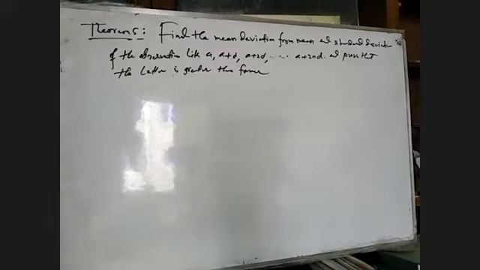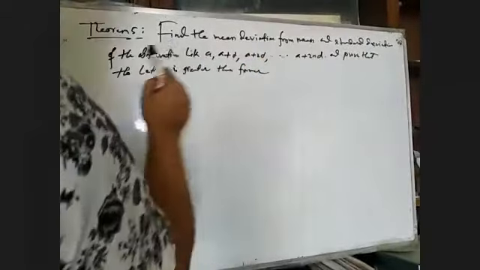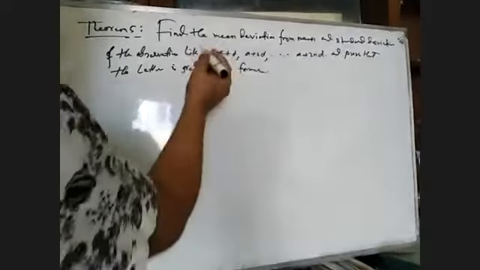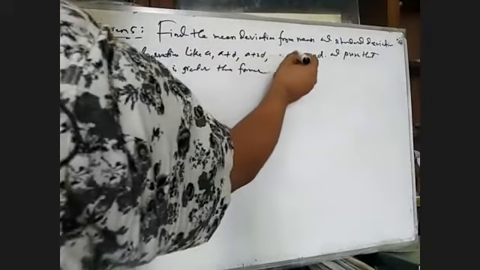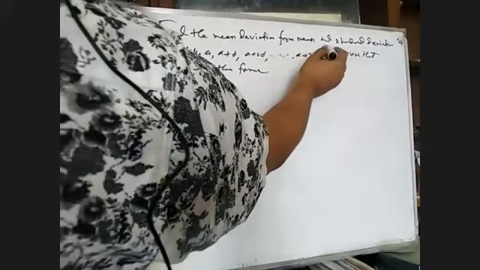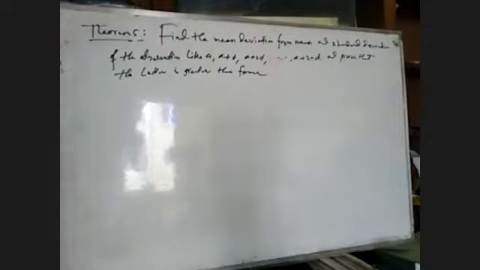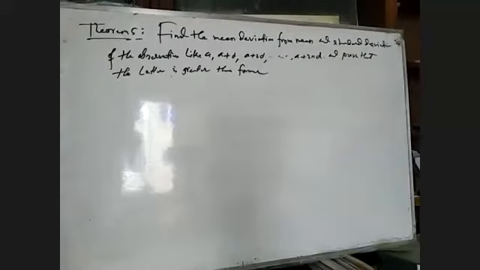Okay, now next one, last theorem of the day. Find the mean deviation from the mean and the standard deviation of the observations a, a plus d, a plus 2d, dot dot up to a plus 2nd, and prove that the latter is greater than the former. That means the standard deviation is greater than the mean deviation. We have to prove this.